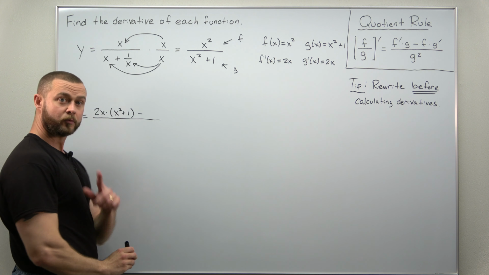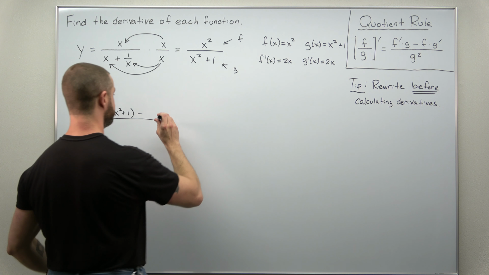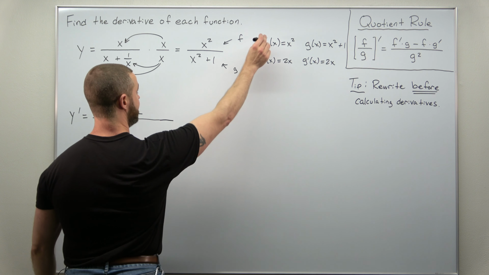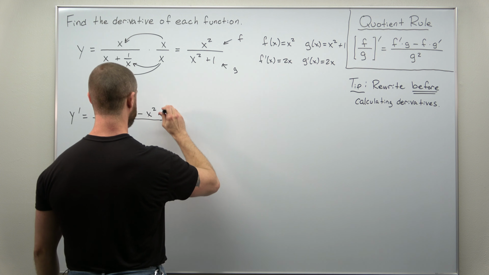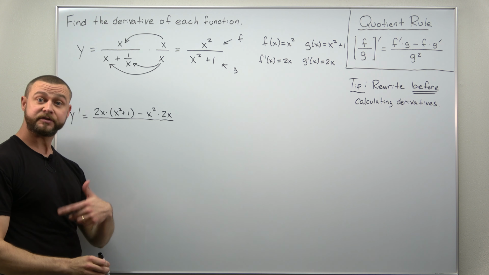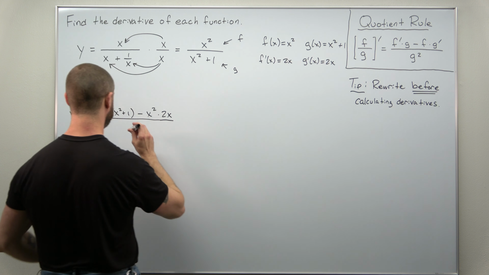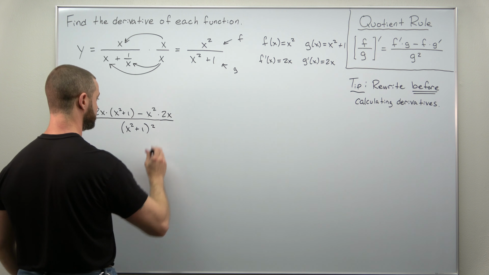All right, we have a minus, and the next term is f times g prime. So we have f as x squared, and that's multiplying g prime, which is 2x. And that's all over g of x squared. So x squared plus 1 squared.